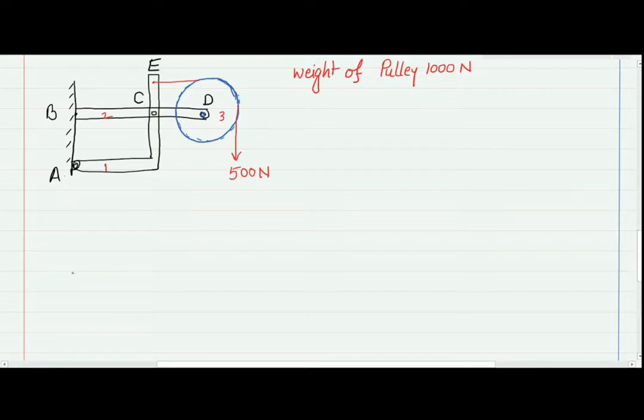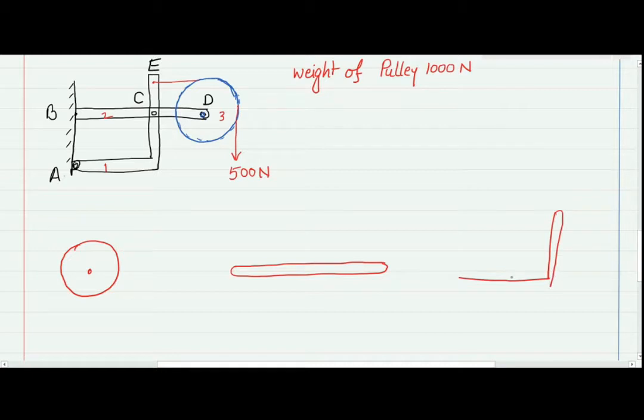So let's make the free body diagram. We will start with the pulley. Then we have the second bar, which is BC, and the third, which is the bent bar AE. This is joint D, which is a pin joint. So D will be here in this and here.